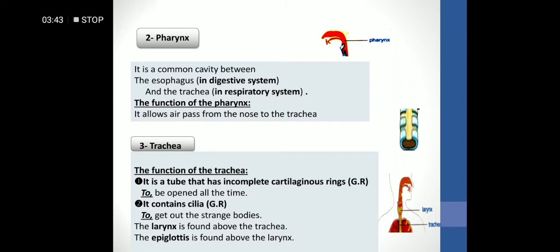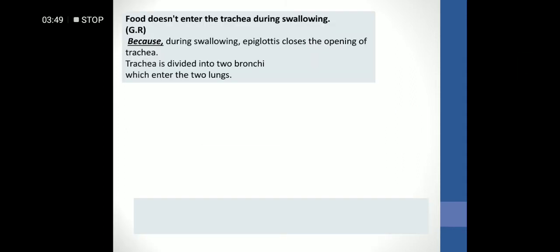The larynx is found above the trachea. The epiglottis is found above the larynx. Give reason. Food doesn't enter the trachea during swallowing because during swallowing, epiglottis closes the opening of trachea. Trachea is divided into two bronchi, which enter the two lungs, as we see in the picture.